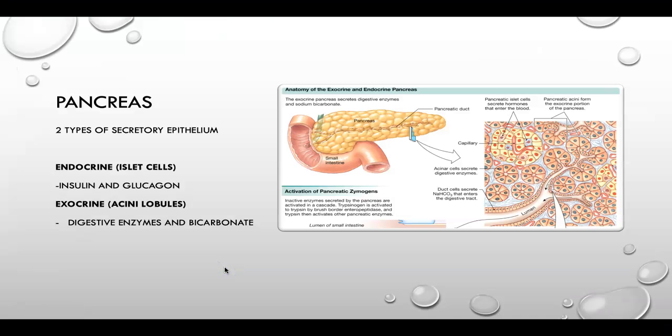The pancreas has two types of secretory epithelium. You can see here the pancreas to the right, and here is a better view, microscopic view of the two secretory epitheliums. The endocrine islet cells, right over here, secrete insulin and glucagon to control the sugar levels in the body. And then exocrine Acini lobules, which secrete digestive enzymes and bicarbonate, and that is seen over here to the right.